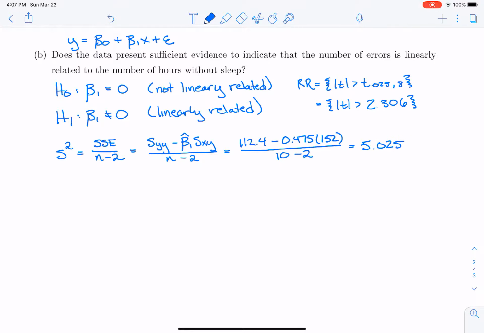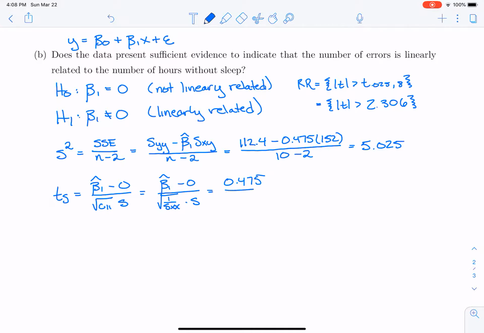Okay, so now I want to find the t statistic for beta 1 hat. So that's going to be beta 1 hat, and we're going to compare it to 0. And then we want to divide that by the square root of C11 times S. In that case, that's going to be beta 1 hat minus 0 divided by the square root of C11, which is 1 over S sub XX. And then we're going to multiply that by S.